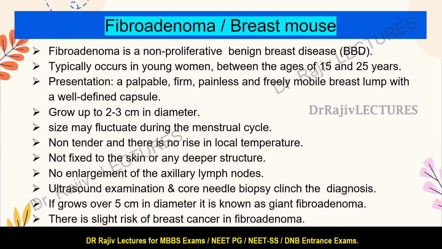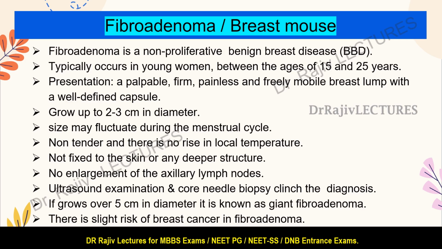Fibroadenoma is a non-proliferative benign breast disease. It commonly occurs in young women, typically between the ages of 15 and 25 years, but occasionally they occur in older women too. It presents as a palpable, mobile, well-defined breast mass, or they may be incidentally detected as a mass on mammography. There is a well-defined capsule around the mass. Most fibroadenomas grow up to 2 to 3 cm in diameter and their size may fluctuate during the menstrual cycle.